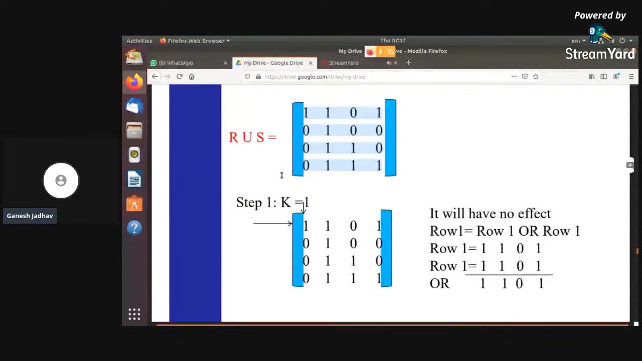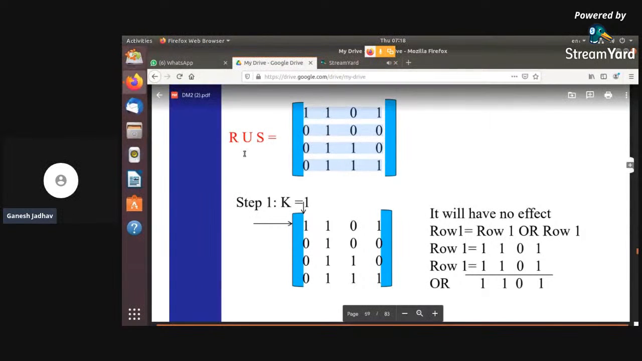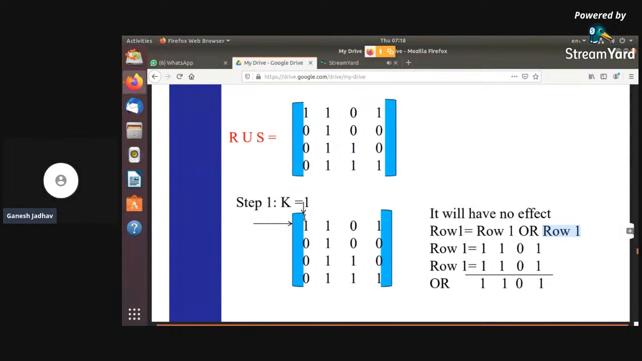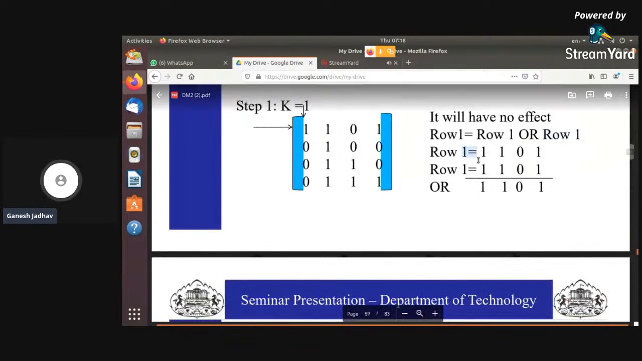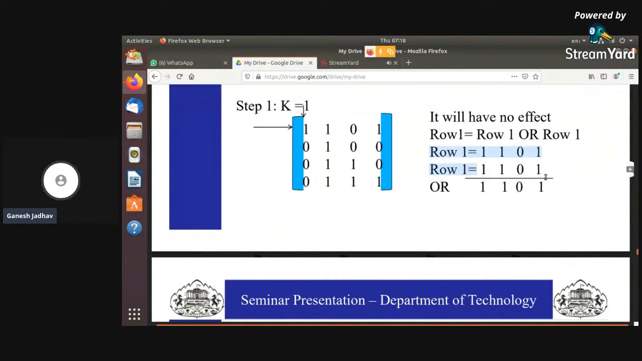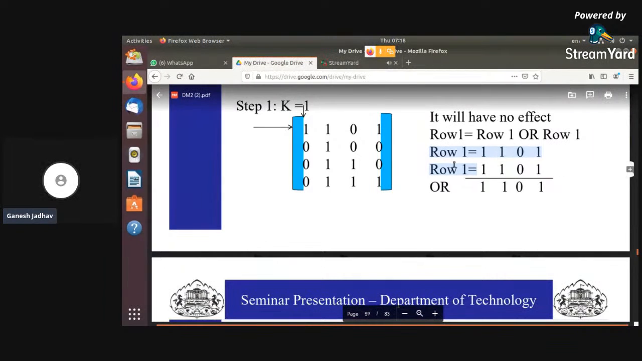Row 1 OR row 1, this is the operation. Why is it row 1? Because here is 1, so you can use row 1. And why is it row 1 again? Because the value of k is 1. So this is the modified row. But here is no effect, because row 1 modification is row 1 OR row 1.